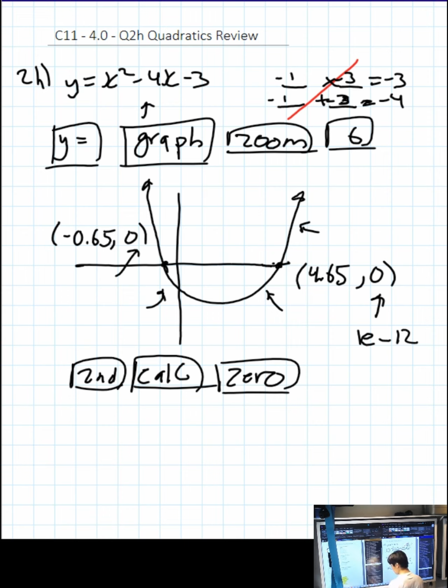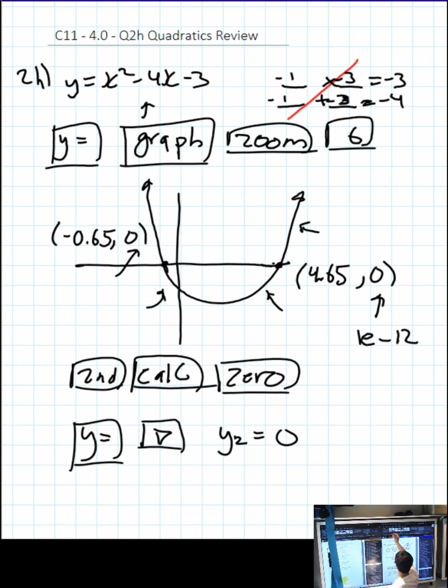Okay, there's a better way to do this. So below second calc 0, let's say y equals. And then let's put a button around it. And then let's press the down arrow. So say a down arrow and a button around it. Good. And then we're going to say y2 equals 0. That's what we're going to type into the second y equals. So the first one was y1. This one's going to be y2.